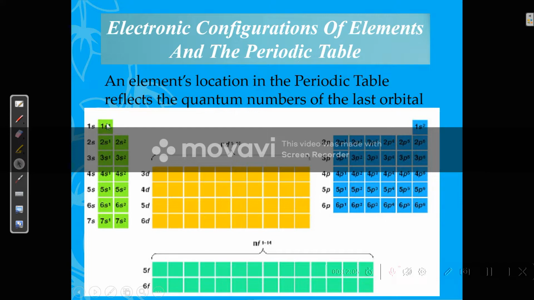What is the first group element's outermost configuration? ns1: 1s1, 2s1, 3s1. What will the second group's outermost be? ns2, the same, as the number of shells increases. For p, it is 2s2 and then we start 2p1, 2p2, 2p3, 2p4, 2p5, 2p6. So what is the general configuration of s block and p block? ns1, ns2 for s block, and ns2 np1 to 6 for p block.